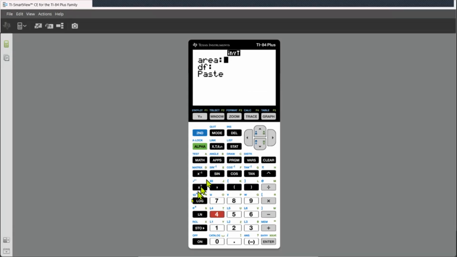Your area is 1 minus your 0.10, your alpha, divided by 2. And in the DF, we put that separate. This is 11. You paste it. So if you don't have the ones where it asks you, your input is going to be after that. So 1 minus 0.10 divided by 2, comma, and 11.